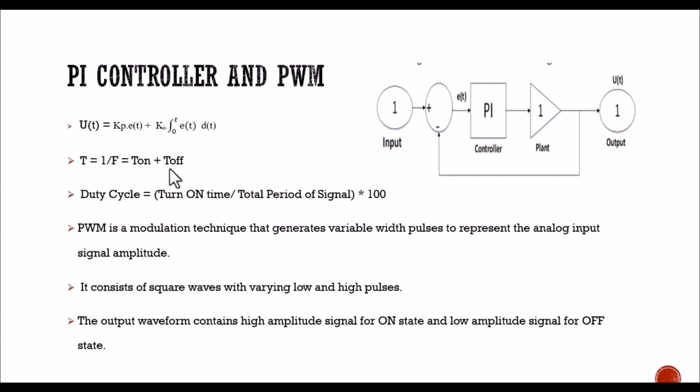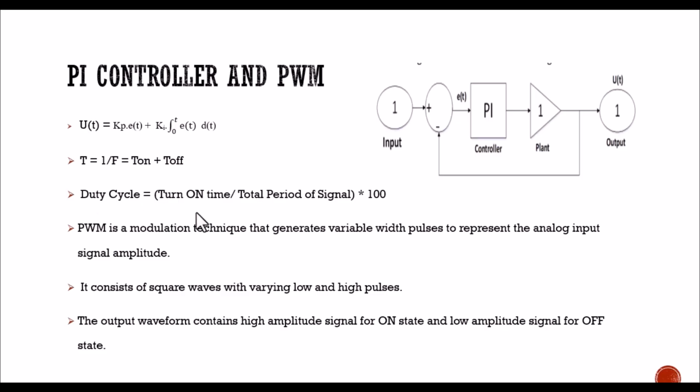So proper tuning of Kp and Ki is very important. The output voltage is shown here, and the Kp and Ki should be tuned accurately. T shows the total time period of the signal, that is T on plus T off. So the duty cycle will be generated by turn on time divided by the total period of the signal, multiplied by 100.